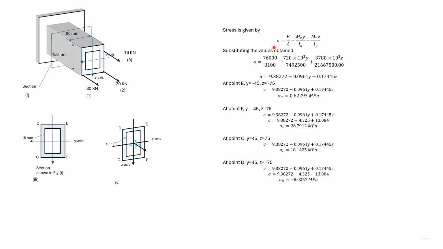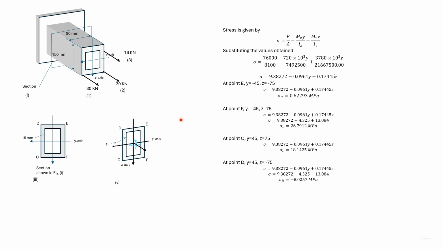We earlier obtained the parameters in this equation. So we obtained P, Mz, My and also A, Iz, Iy. So we substitute the values and we get an expression of sigma in terms of y and z. So now using the values of y and z, we can find stress at any point in a section. In this section, we have chosen the corners as C, B, E, F.